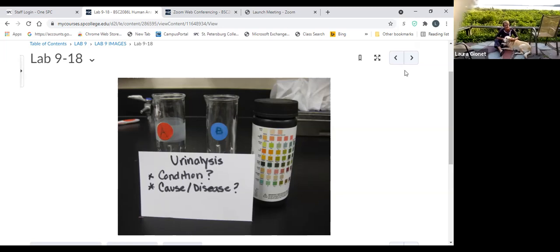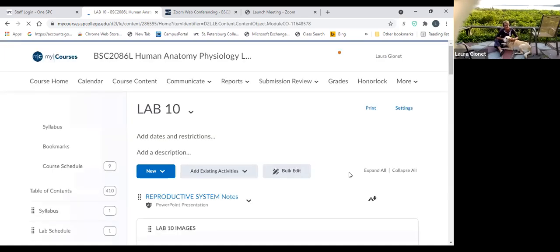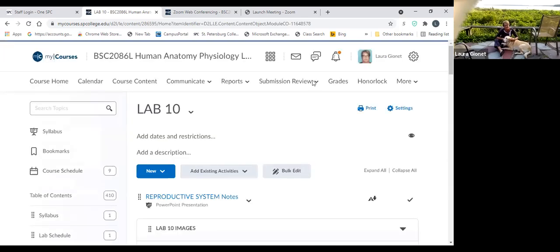I don't recall, I don't think there are any that specifically show you. Face to face, we put out reagent strips for you. Okay, so that is the last image from that urinalysis lab.